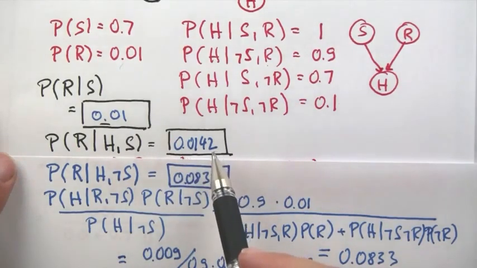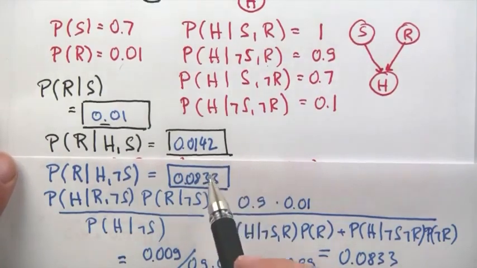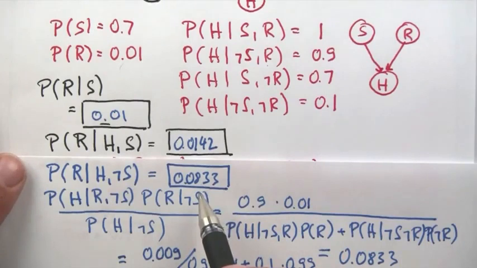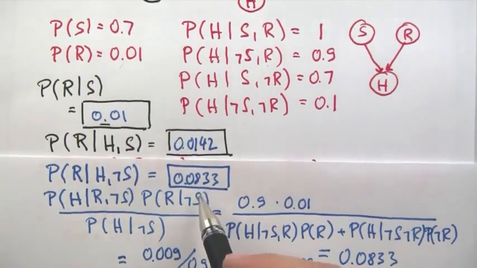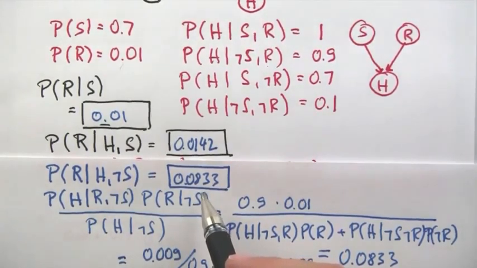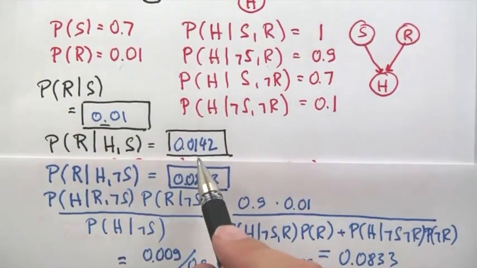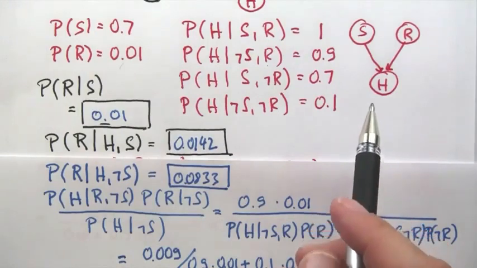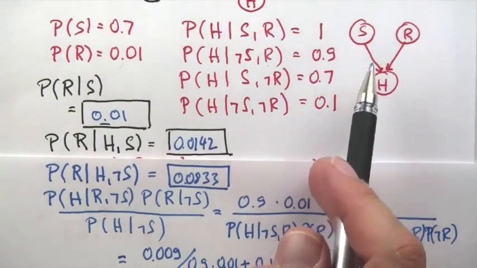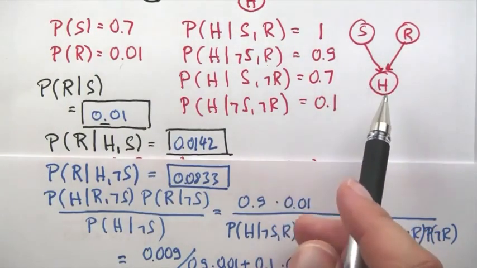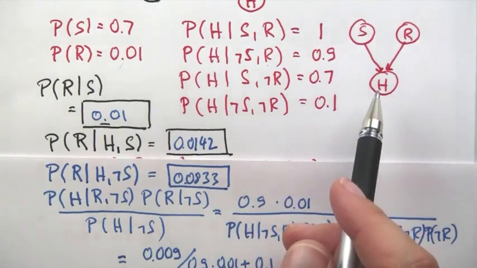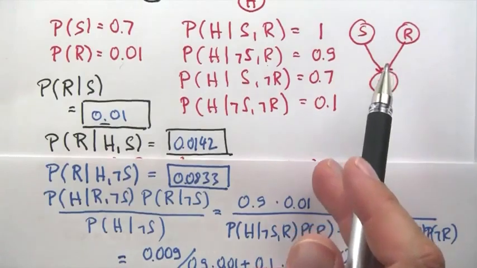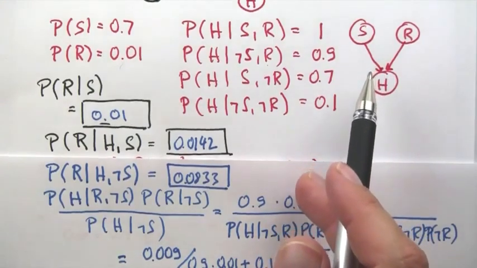However, if my wife observes it to be non-sunny, then it is much more likely that the cause of my happiness is related to a raise at work, and now the probability is 8.3%, which is significantly higher than the 1.4% before. Now this is a Bayes network by which S and R are independent, but H adds a dependence between S and R. Let me talk about this in a little bit more detail on the next page.